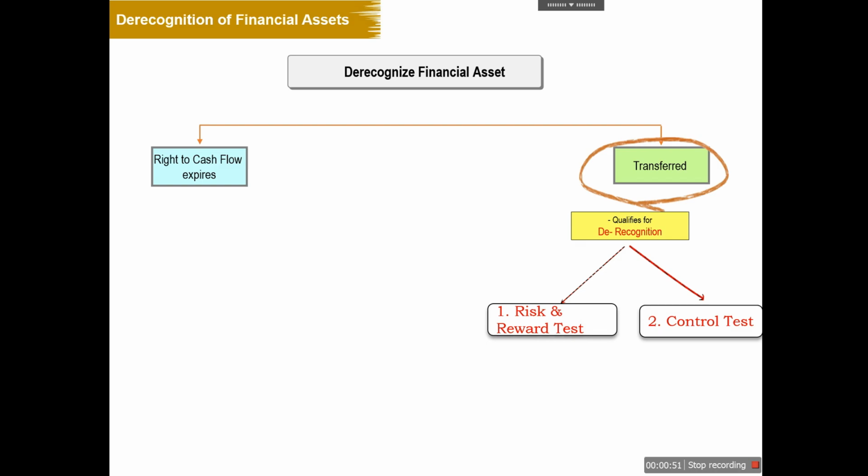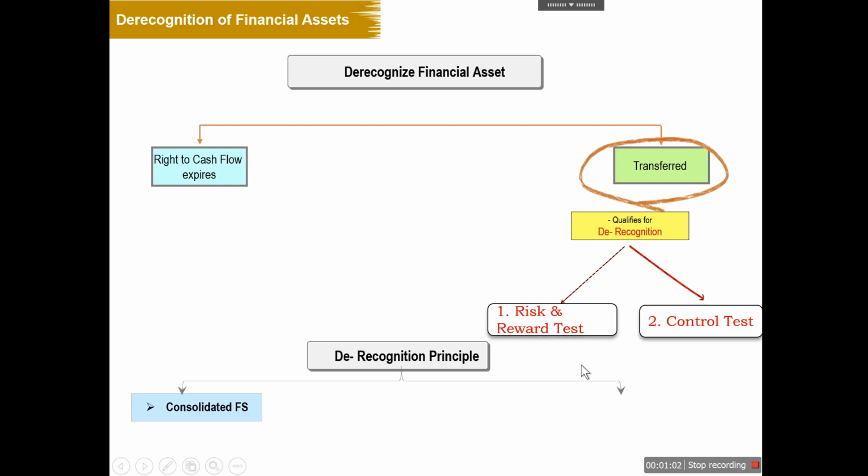So first we need to apply the risk and reward test. After that we will apply the control test. And for the purpose of derecognition, it has to be applied at the consolidated level. So first we need to consolidate all the subsidiaries of the entity, and after that we need to apply the derecognition principles. In case of individual financial statements, we are not supposed to apply this step.